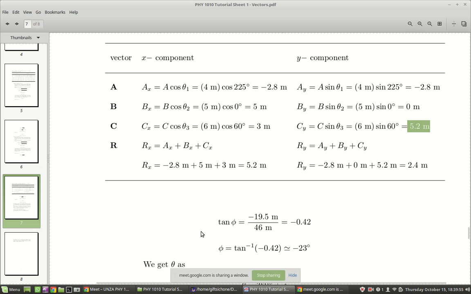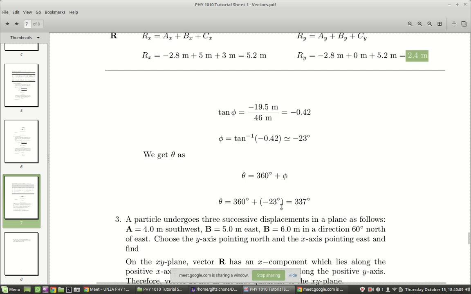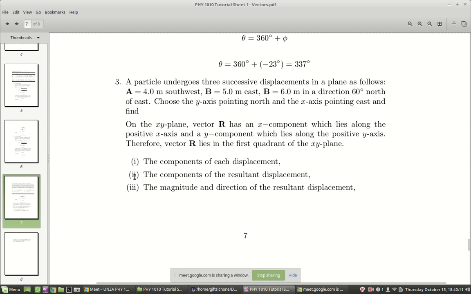Question number 1A, the first part of the question, is answered. The resultant, which is our R: the X component of the resultant is 5.2 meters. The Y component is 2.4 meters. So basically, part B, number 2 of question 3, has also been answered. You can get the information from the table.